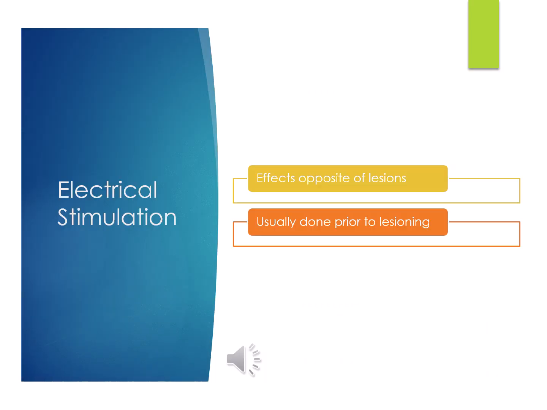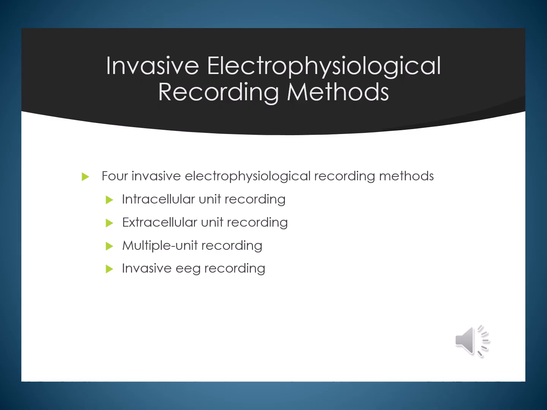The effects of electrical stimulation are often opposite to those of a lesion to the same brain site, and electrical stimulation research is done prior to any lesioning that would occur. In intracellular unit recording, this method records changes in the membrane potential of a neuron over time. It does require a microelectrode positioned inside a neuron.